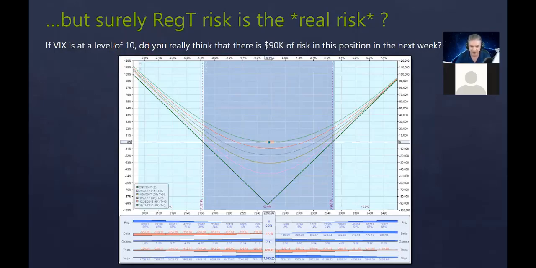All right, so those are the things to keep in mind. So the concept people call RegT risk being the real risk, not really. Again, in this case, if VIX were at 9, let's pretend, and you put on a long straddle like this, the vega risk is absolutely minimal.